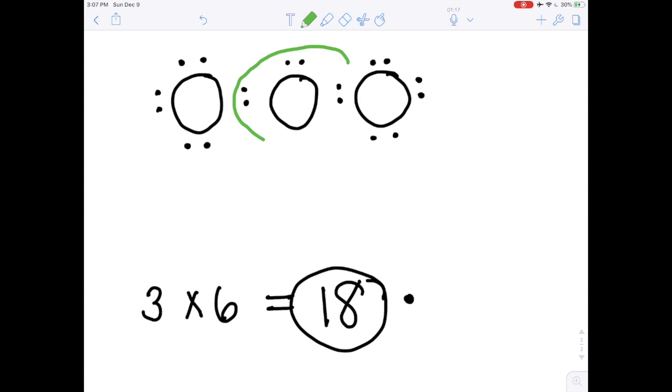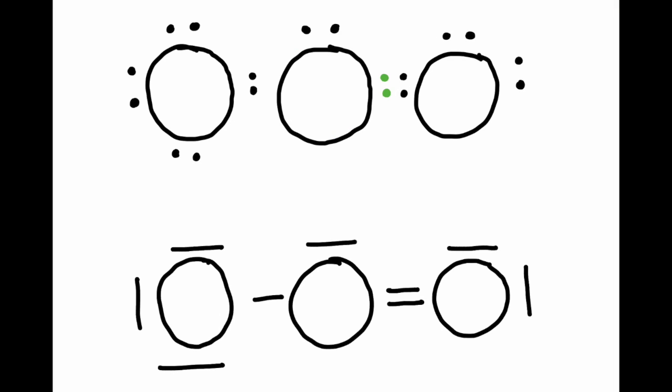As you can see, the oxygen in the middle is missing 2 dots, so we will have to share electrons with one of the outer oxygen atoms, creating a double bond. You can move 2 dots from one lone pair of valence electrons of the oxygen atom on each end. This structure can be drawn 2 ways.